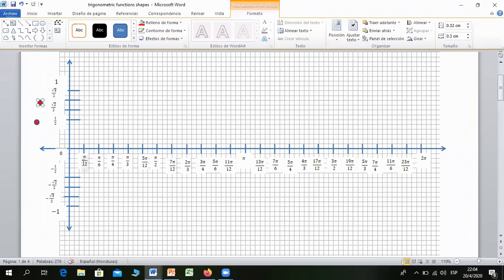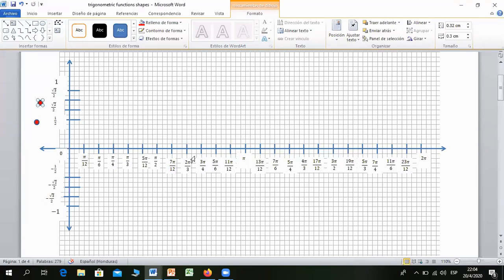Okay, now that we have fit all the values in this grid, this Cartesian plane, all these ones are angles and they represent the x values. That's why they are on the x-axis. I was missing the zero, but the zero is always here. If you remember, this point is called the origin and it's over there.